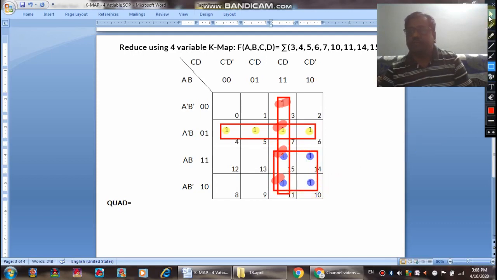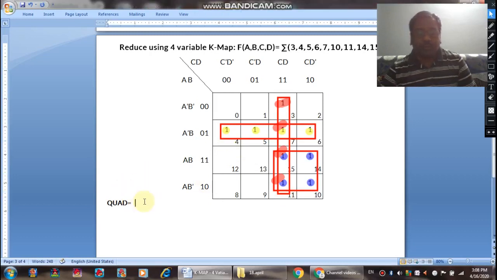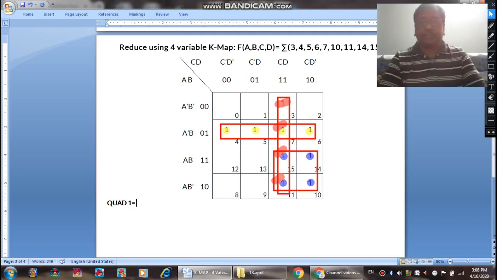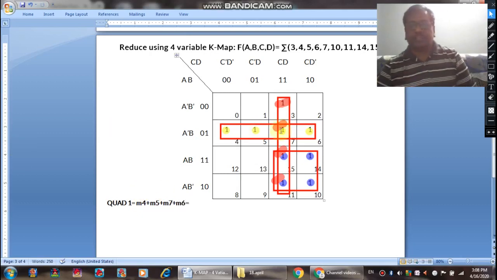It is completely specific now. It's evident to you, I think so. And none of the chords are redundant. So when we are talking about the first chord, we are talking about the cardinal numbers, that is M4 plus M5 plus M7 plus M6.